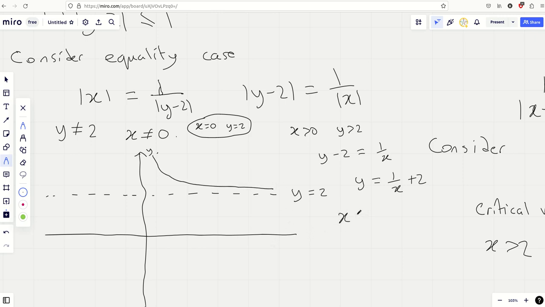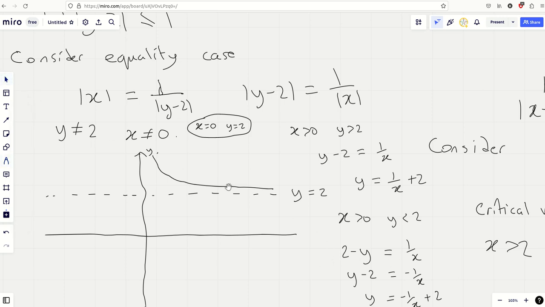If x is greater than 0 and y is less than 2, well, we're just going to have 2 minus y equals 1 over x, and that's the same as y minus 2 equals minus 1 over x. So y equals minus 1 over x, add 2. Now what does that look like?